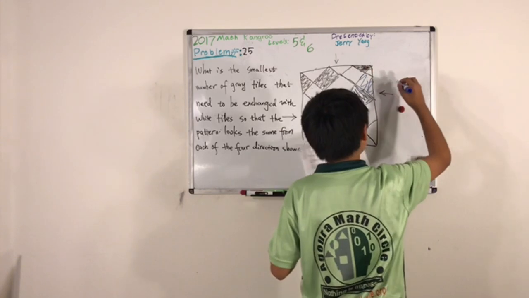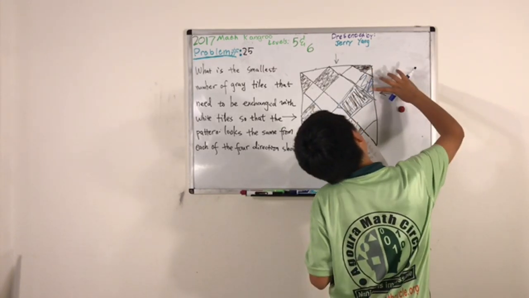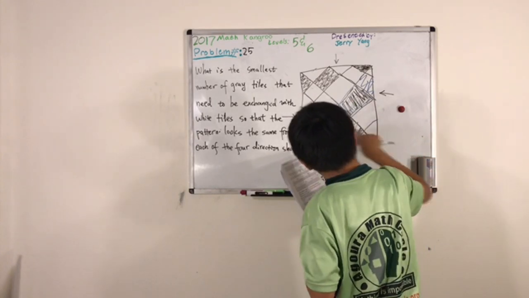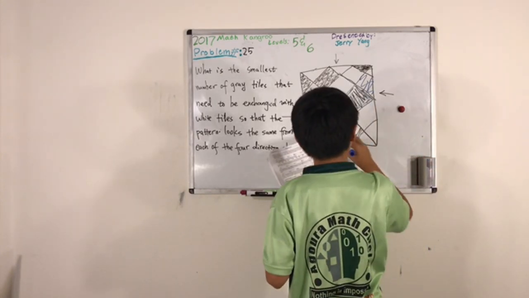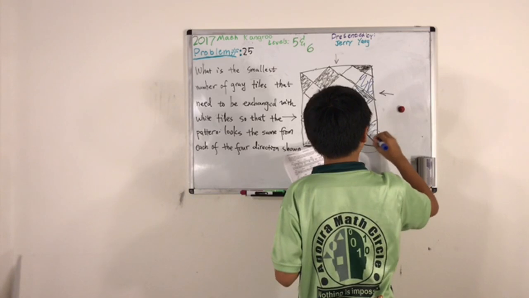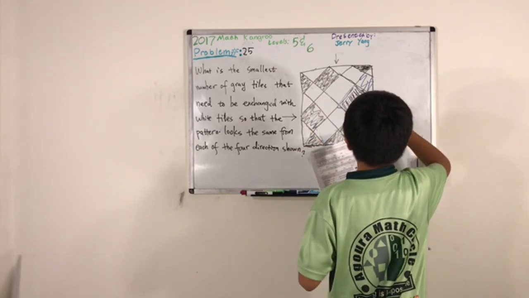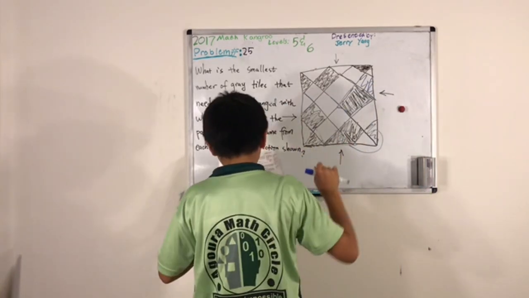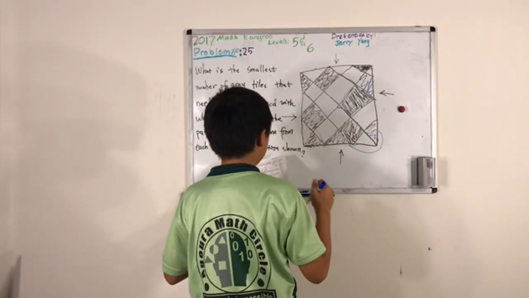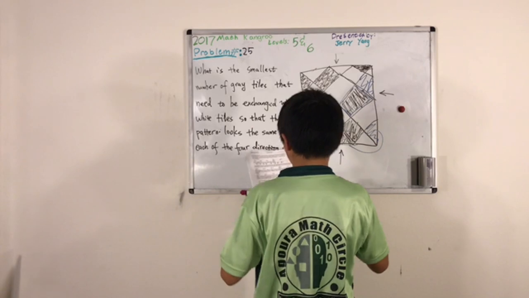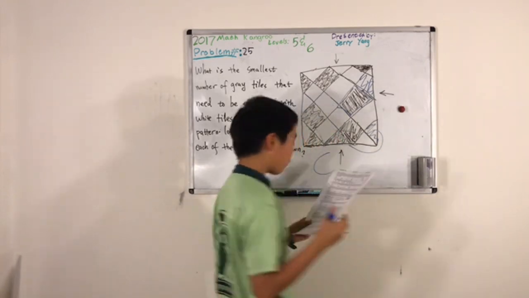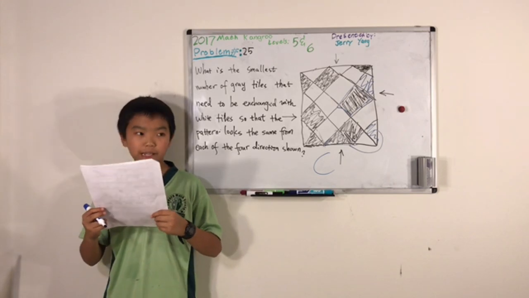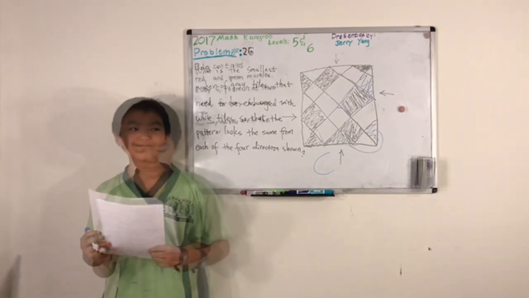Okay, and then now that we look at this way, we have to have a fish going up like this. So we need to move this over here. So if we look, we've only moved one square and one triangle. And if we look at our choices, we see that one triangle and one square is C. Therefore, C, one triangle and one square, is our answer.